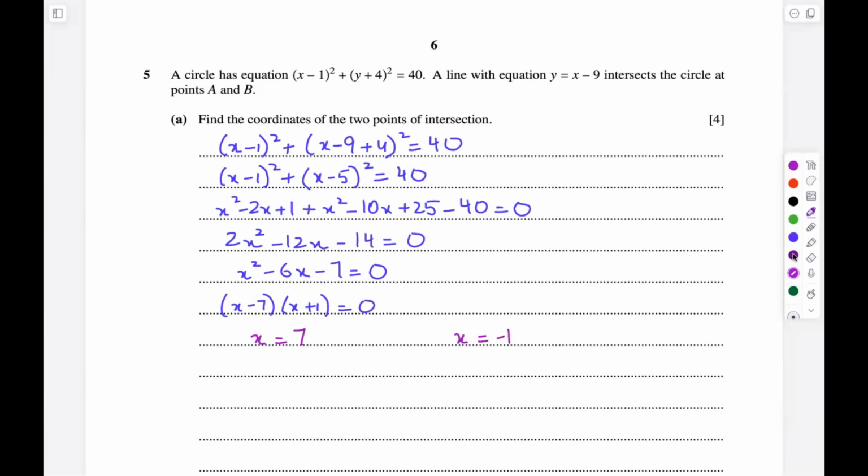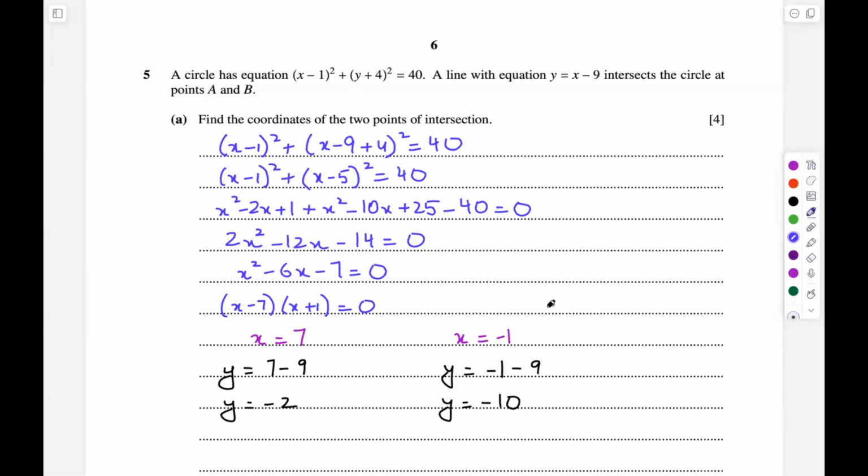Once we have the x values, we can find the y values by substituting them in the equation of the line or the circle. So using the equation of the line, y equals x minus 9, substituting x equals 7, this will be y equals 7 minus 9. The y coordinate will be minus 2. And substituting x equals minus 1, this will be minus 1 minus 9, so the y coordinate will be minus 10.